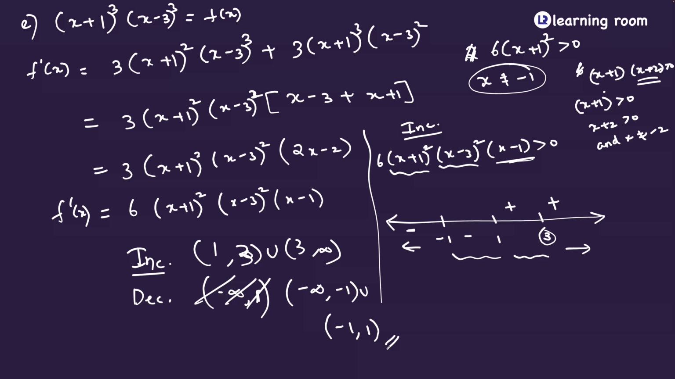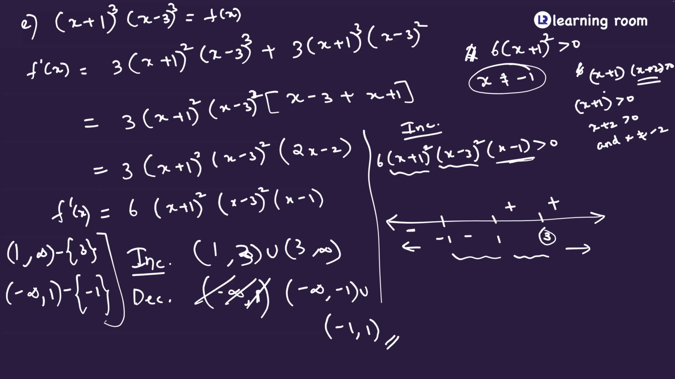Okay, this is one way of writing, or you can write 1 to infinity except 3, or you can write minus infinity to 1 except minus 1. So this is another way of writing. This is the one you asked. I hope you're clear. Okay.